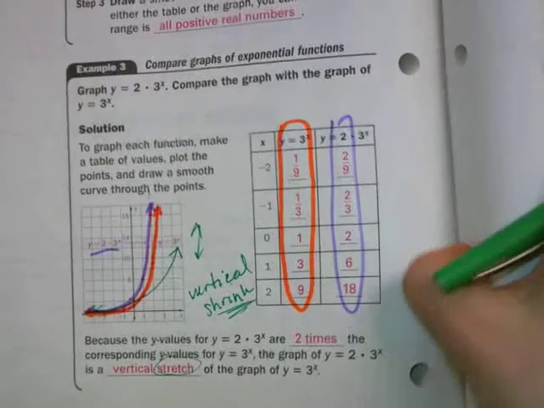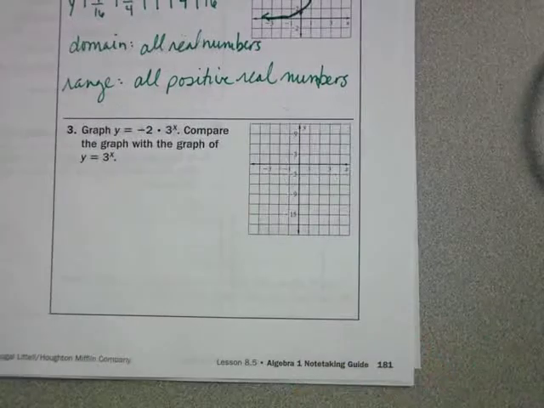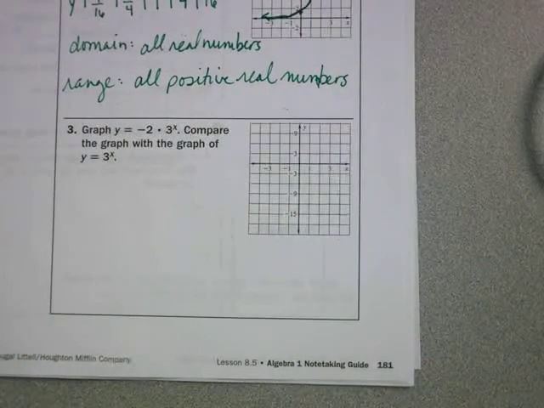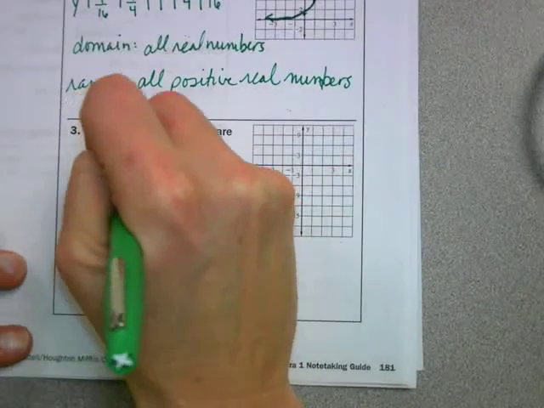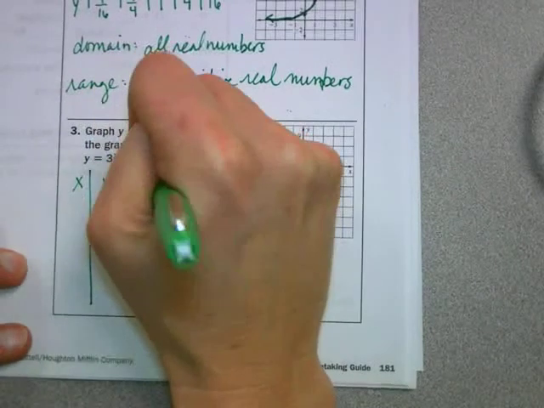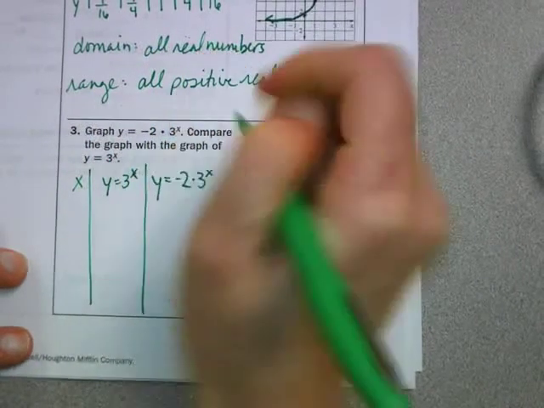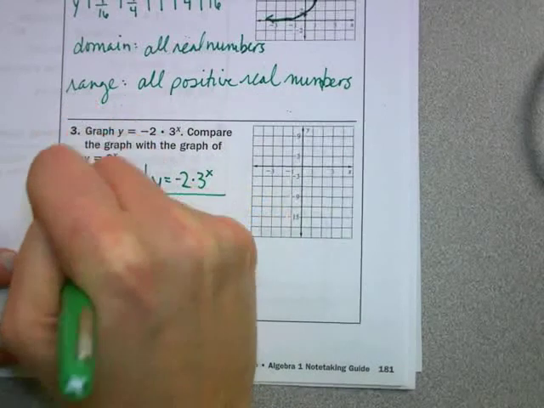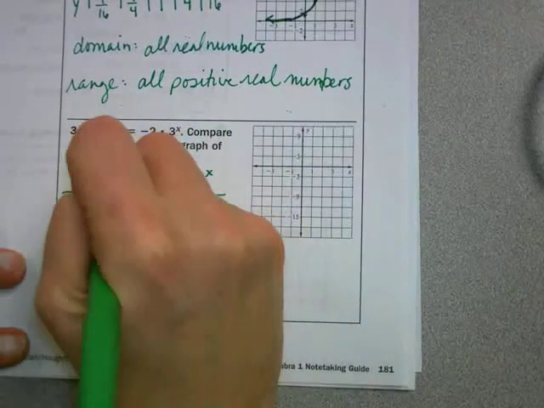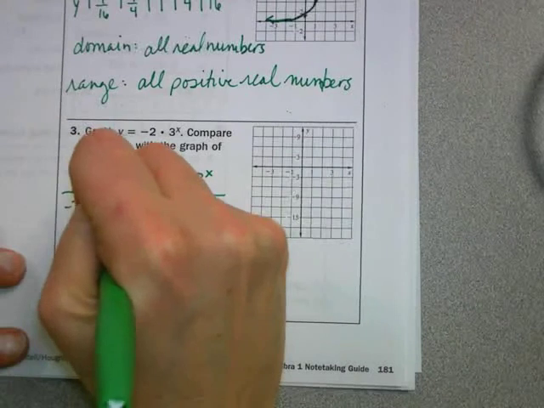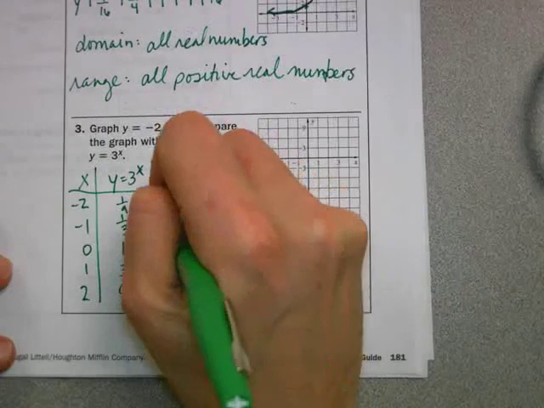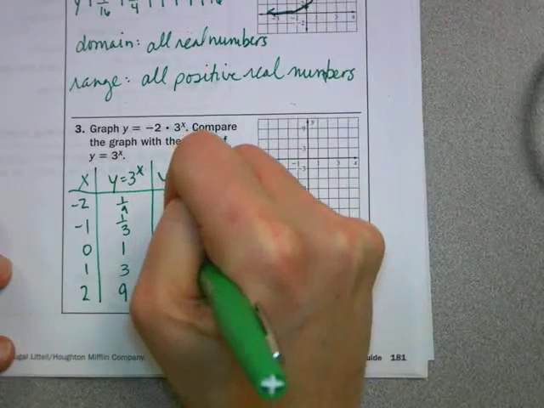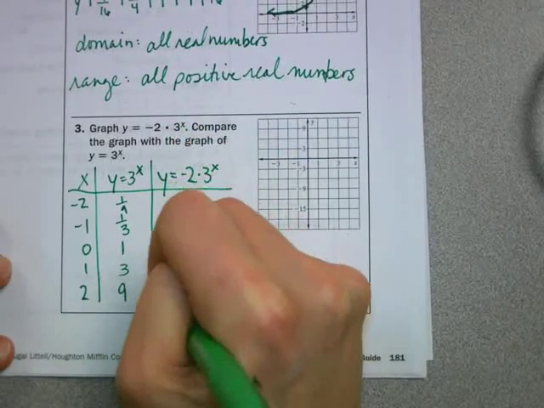All right, so let's go over to this guy. What would happen if I multiply it by -2? So what you're going to do is you're going to take that same table, and I'm going to write y equals 3^x, and then y equals -2 times 3^x, and I'm going to take those same x values and those same original y values that we did in the first problem there, and now I'm going to multiply each one of those by -2. So now I have a -2/9, a -2/3, -2, -6, -18.